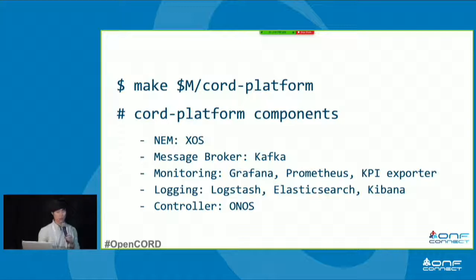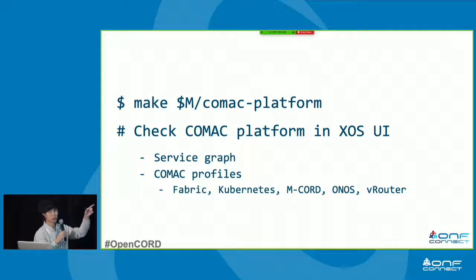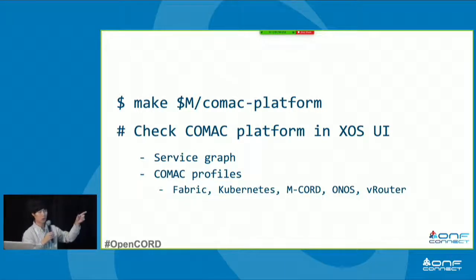And after installing the CORD platform, the next step is the COMAC platform. So we now have a CORD platform which consists of XOS, monitoring part, logging part, and so on. So after your XOS is deployed in your cluster, we can insert the COMAC profile into the CORD platform. So this command line is to install the COMAC platform based on your CORD platform. Although we call this the COMAC platform, actually it includes the COMAC profile. So this Helm chart just inserts the COMAC profiles and service graph in your XOS part.